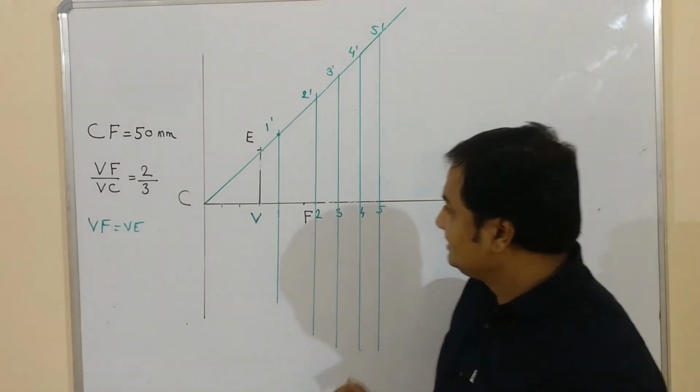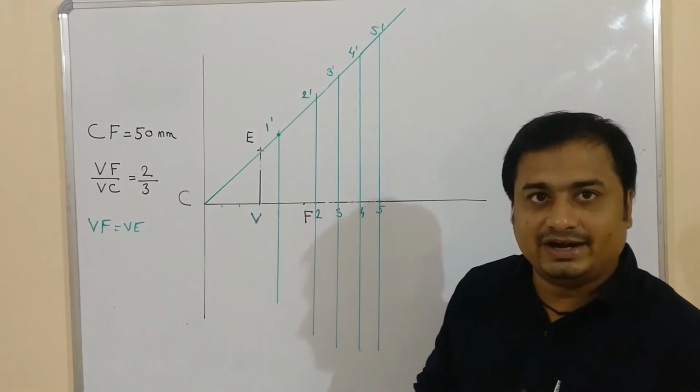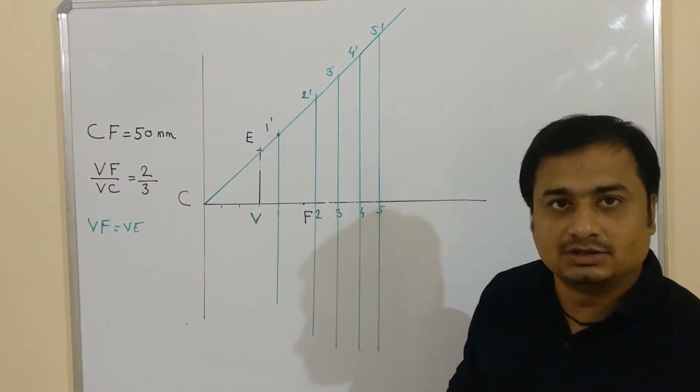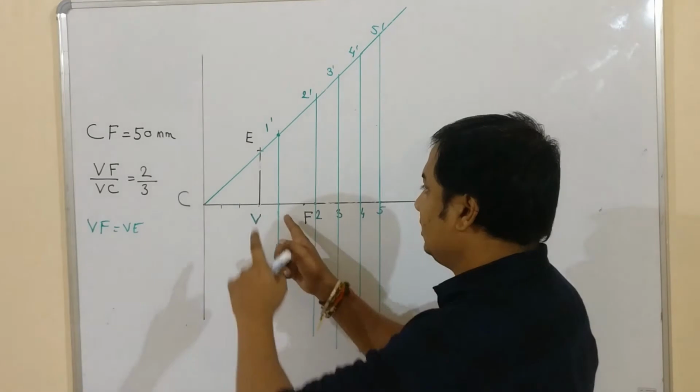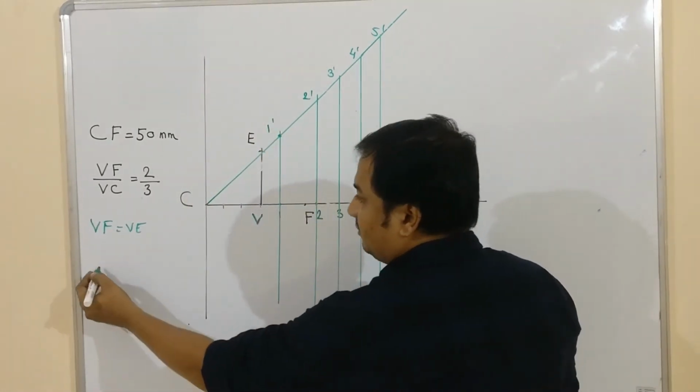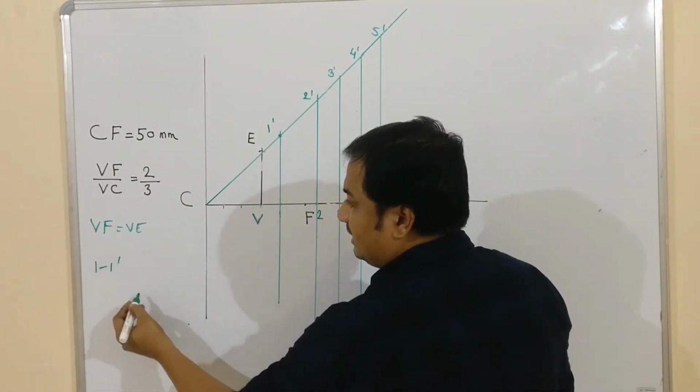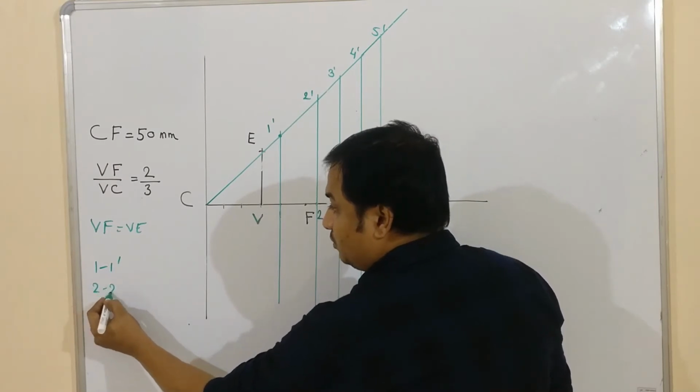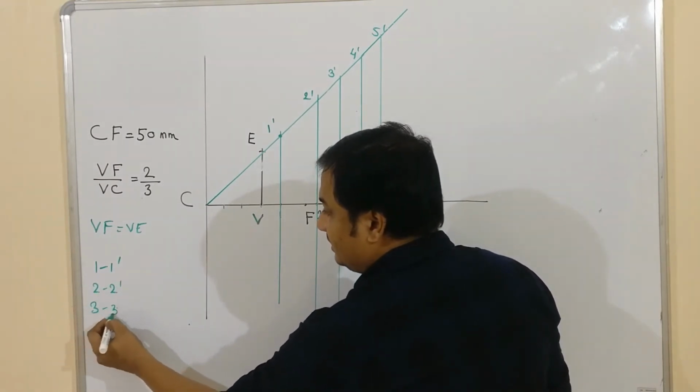Now, the next step is we have to take the radius. Now we have to use the compass. So we have to measure the radius 1 dash. The radius will be 1 dash. Next the radius will be 2 dash. Then the radius will be 3 dash.